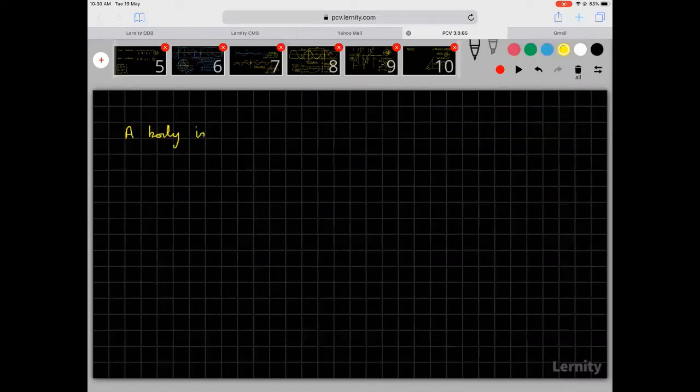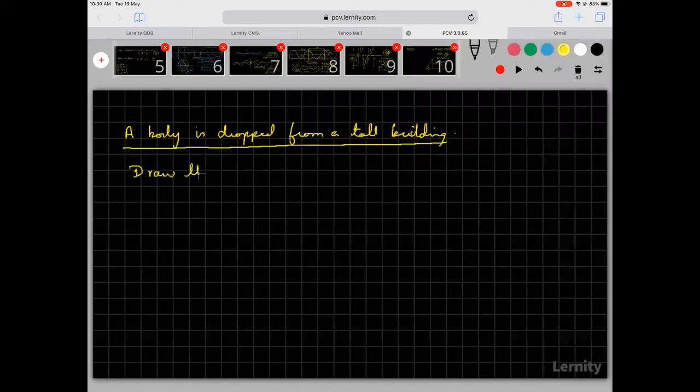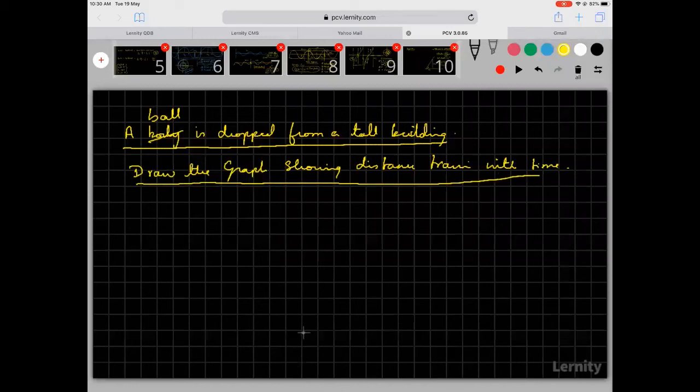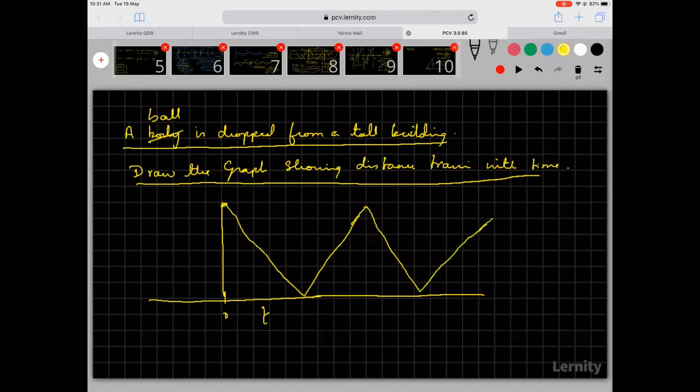The other question that I will ask you is this. A ball is dropped from a tall building. Draw the graph showing distance traveled with time. So at time t equal to 0, the body is here. After some time, the body comes here. Then it goes here. It's a ball, so it will bounce, then it will come back here, then it will lose some energy, so it will go here, come back here. My question to you is, will it be a straight line?